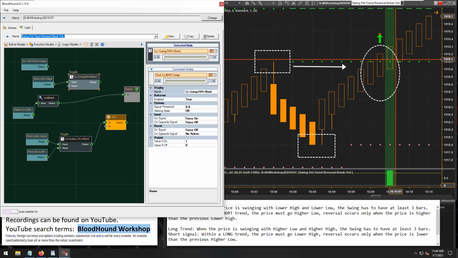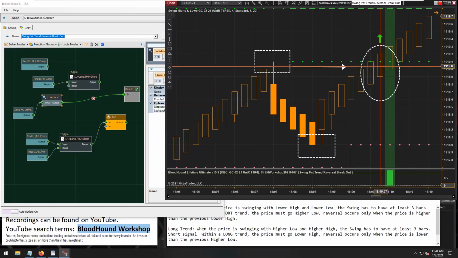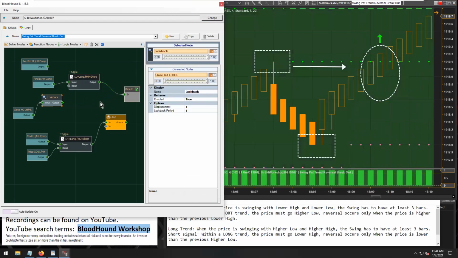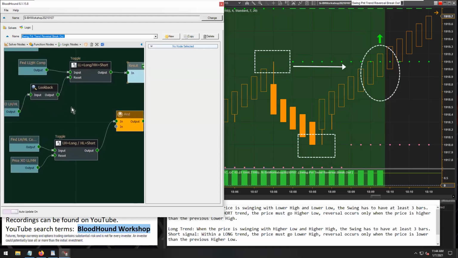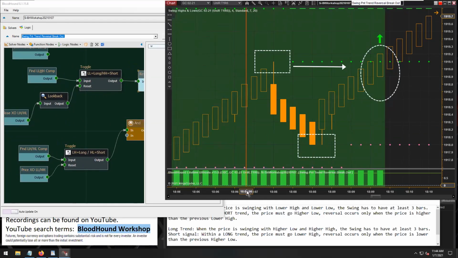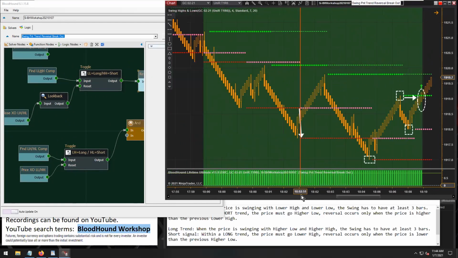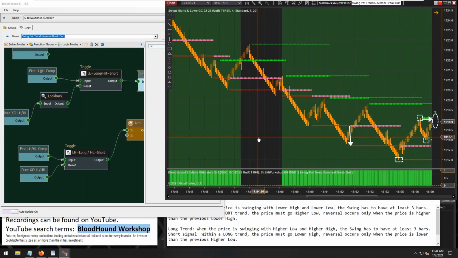So if we look at the output, this look back node, we can see the crossover output is one bar late. It's been one bar delayed. So that's what we actually want to go into our toggle node. Right, so let's zoom in a little bit. There we go. So let's take a look here.